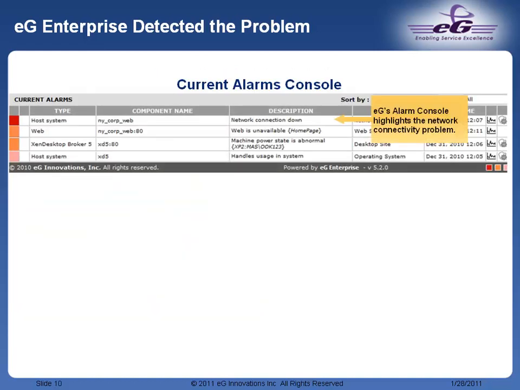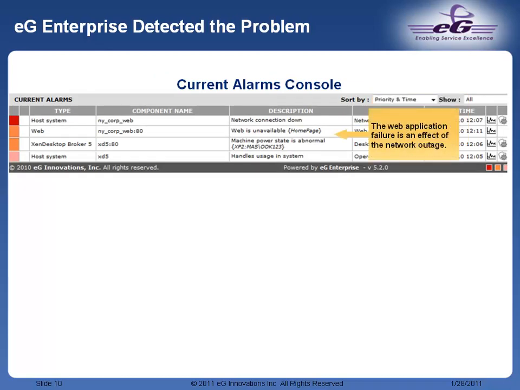EG's Alarm Console also highlights the network connectivity problem. Web application failure is an effect of the network outage, therefore EG's patented root cause diagnosis algorithm has downgraded the priority of the web application failure from critical to major.